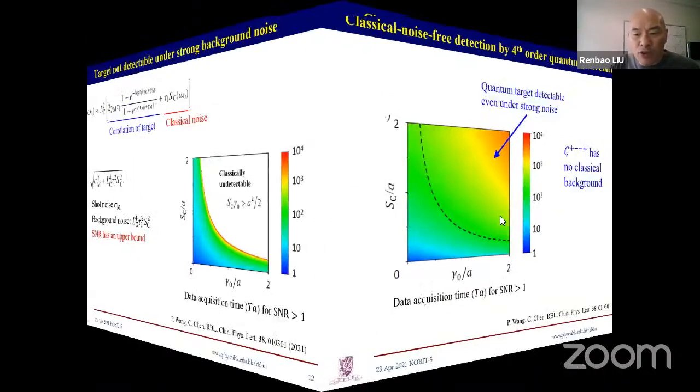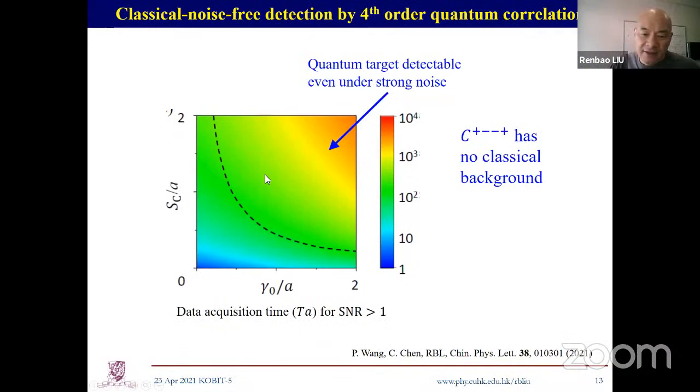However, if we look at the fourth-order correlation function, you can see that no matter how strong the noise is, no matter how broad the peak of this quantum target resonance is, you can always increase the measurement time. Okay, of course, eventually it will not be really economic. But in principle, you can always increase the measurement time so that you can see sufficient signal-to-noise ratio, right? So make this one always greater than 1, so that you can see the contribution from this quantum target, right? So this makes a classical-noise-free detection by the fourth-order quantum correlation function. Of course, you can also use other kinds of correlation functions to realize similar objectives.